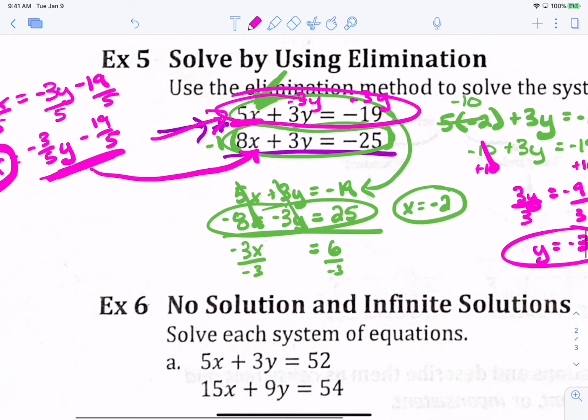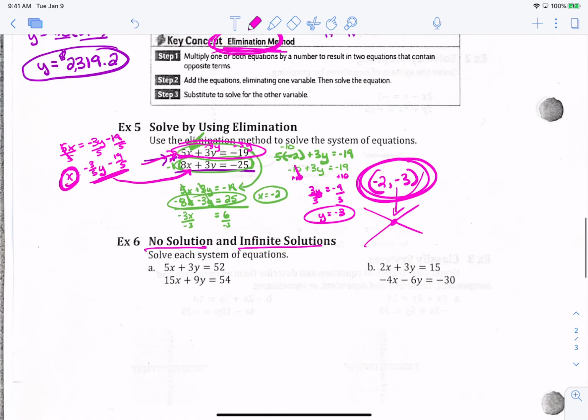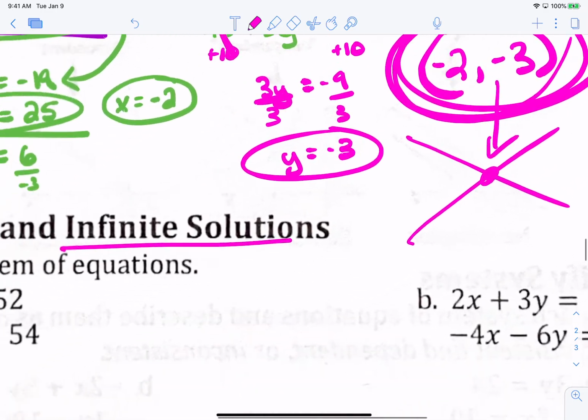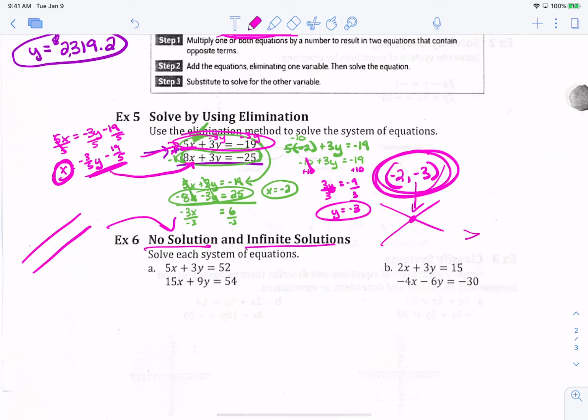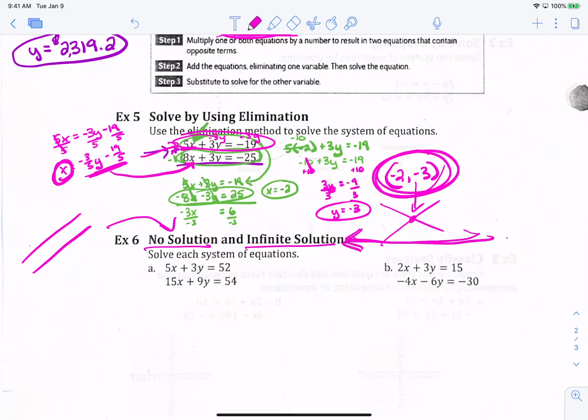Okay, so let's go on. Do you remember when we had no solutions versus infinitely many solutions? So this one up here had one solution. These two lines were crossing each other at one place. Now what does it look like when we have no solutions, when they're not touching? They're parallel lines. So we have two lines that are parallel to each other. Infinitely many solutions. What does it look like when we have infinitely many solutions? We have two lines that are on top of each other, right? That's what it looks like.